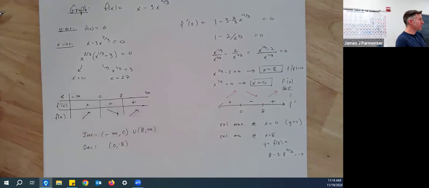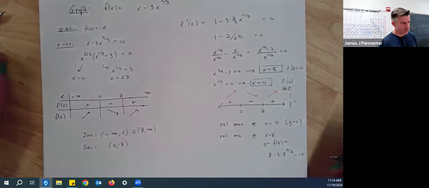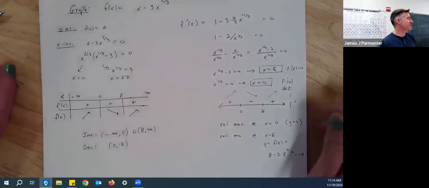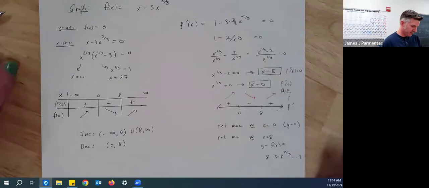We do not typically include the endpoints when we say it's increasing or decreasing somewhere. They're always open parentheses, not closed brackets. Okay, let's find all the second derivative stuff, which should be fine.